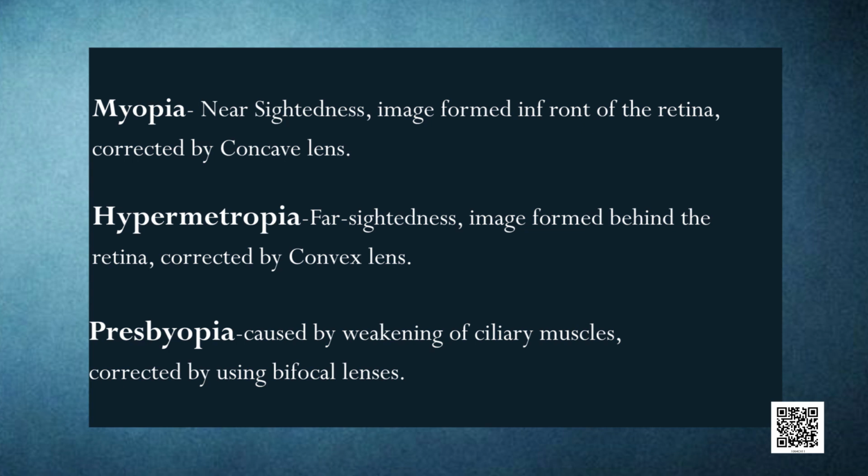Near point of the eye is 25 centimeters. Far point of the eye is infinity. And now you can apply your knowledge about lenses to understand the defects of vision and of course the usage of corrective lenses. Myopia, nearsightedness: image is formed in front of the retina, corrected by concave lens. Hypermetropia, farsightedness: image is formed behind the retina, corrected by a convex lens. Presbyopia, caused by weakening of ciliary muscles, corrected by using bifocal lenses.